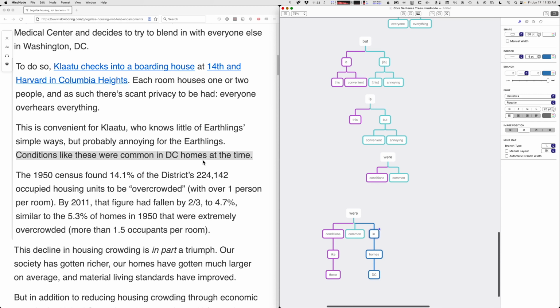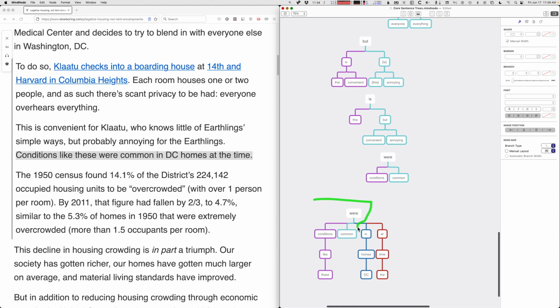And you could put an and here. Conditions were common in DC homes and at the time. But I think it is two different modifiers on the were. At the time is telling us when the conditions like this were common. Okay, so at, the prepositional object is time, and then the is a modifier on time. So the core part did not change, I just added modifiers to it, which is reasonably common when you add the details, that the core part won't have to move around at all, and you just add modifiers on the edges.